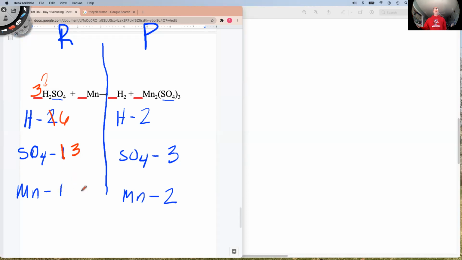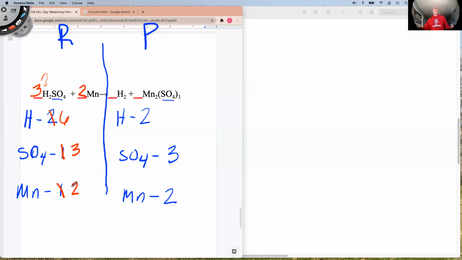Now let's take a look at the manganese. How many manganese do we have? Well, I have 2 on this side, and I have 1 on this side. So how can I get more? Well, I'm going to double that. I'll multiply that by 2. 2 times 1 equals 2.